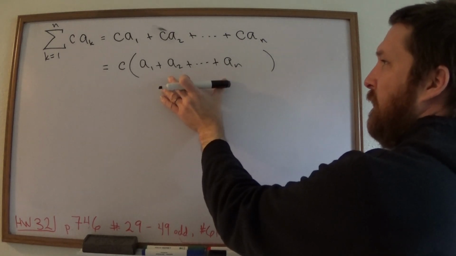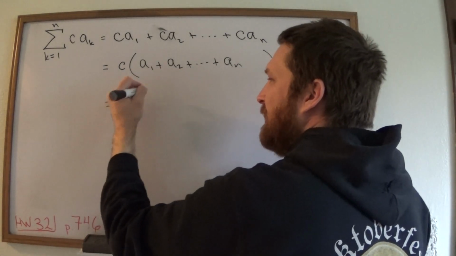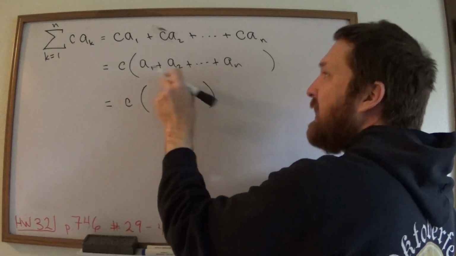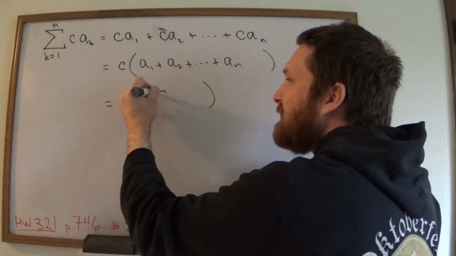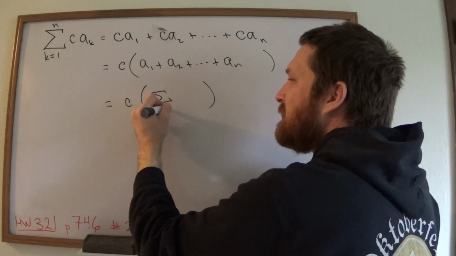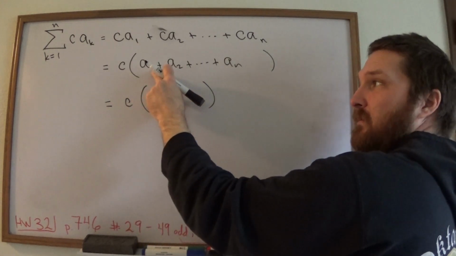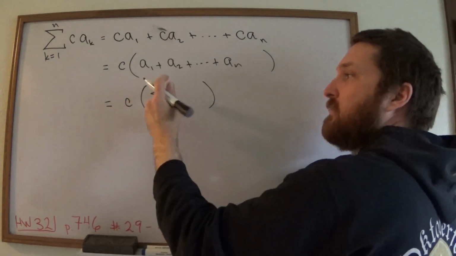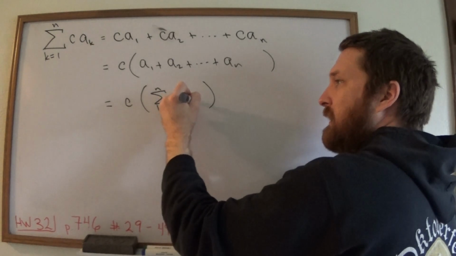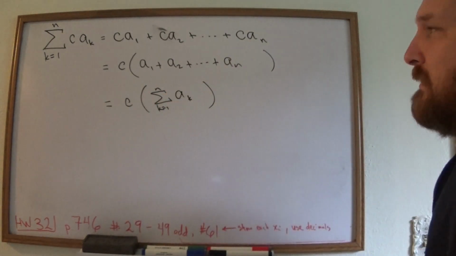What's that? Well, by definition, that's what that is. Then we just have a fancy way of writing it. It's just the sum as k goes from 1 to n, as k starts at 1 and goes all the way up to n, of my aks right there. So yeah, I got that right, and that's that simple, right?